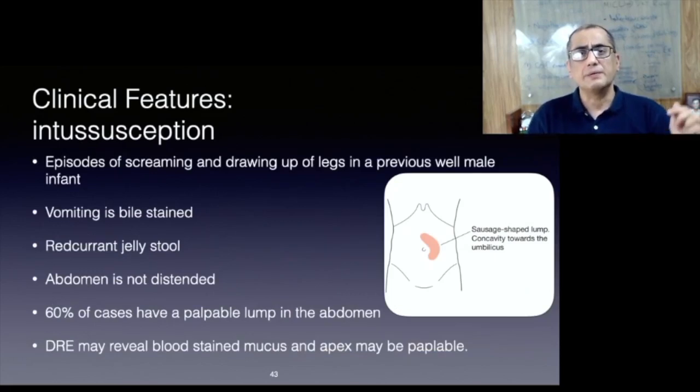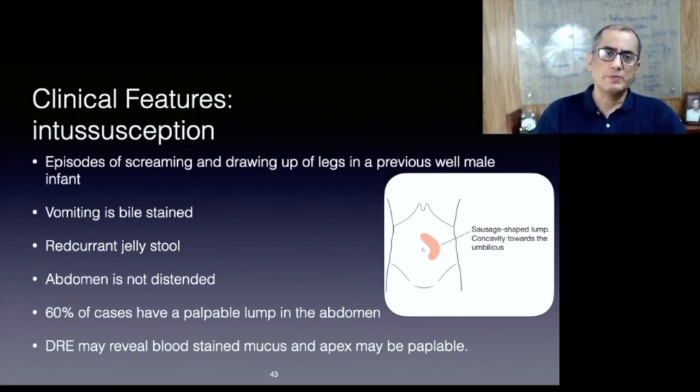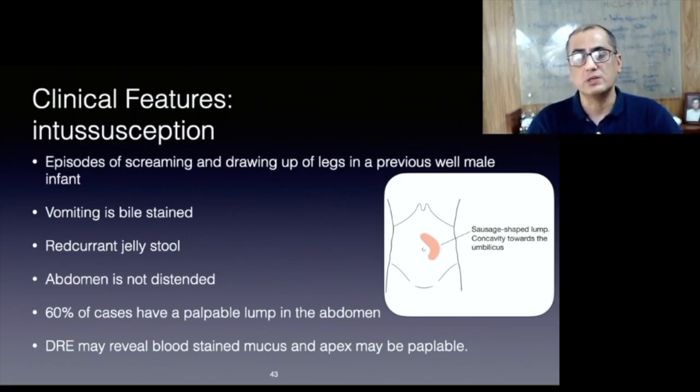Now, the classical presentation of intussusception is with episodes of screaming and drawing up of the legs in a previously well male child. The attacks last for a few minutes and recur repeatedly. During the attacks, the child is listless and pale. Vomiting may not occur early, but later on it becomes conspicuous and is bile stained. And initially the stools may be normal, but later on you have this classic red currant jelly stools when blood and mucus are evacuated.